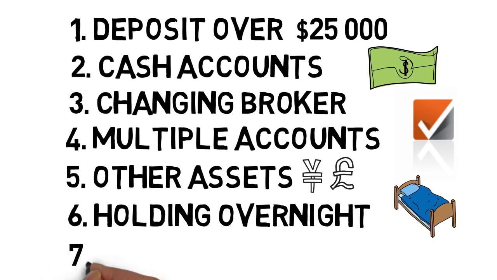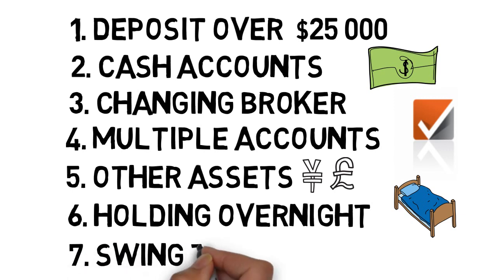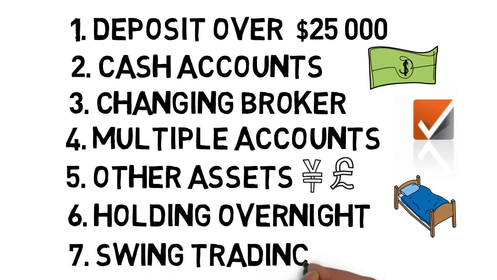The final way to avoid the PDT rule is quite similar to the sixth way, and it's swing trading. So instead of holding for a few minutes, you could also try to hold for a few days to weeks. But once again, this will require some adjusting to your trading strategy. But if you're just starting out, you could also just learn how to swing trade instead of learning how to day trade. Swing trading can be just as profitable as day trading.